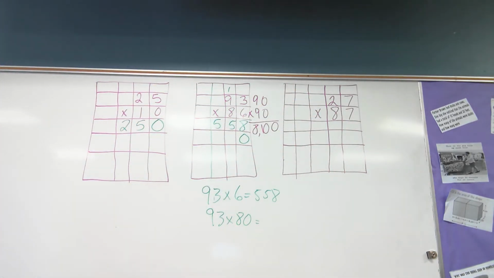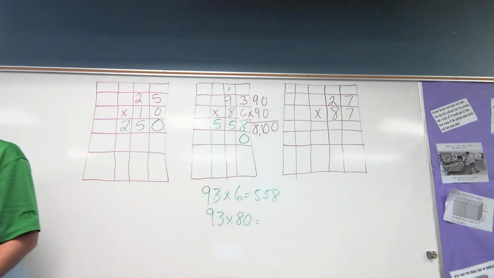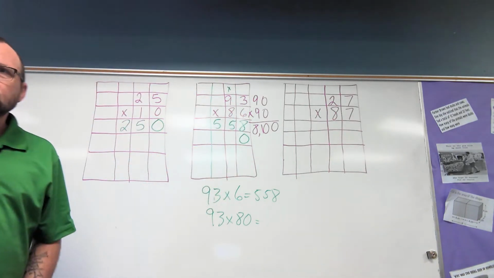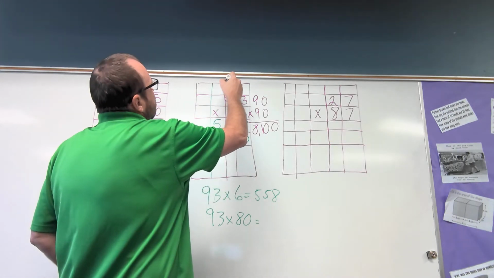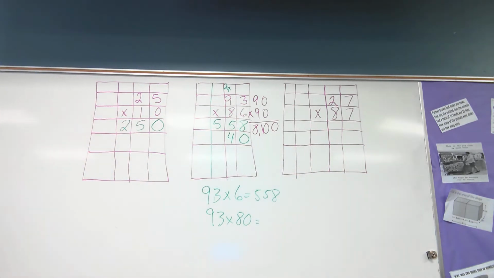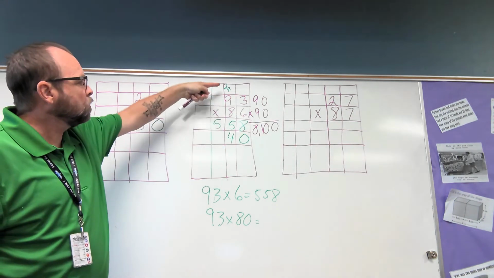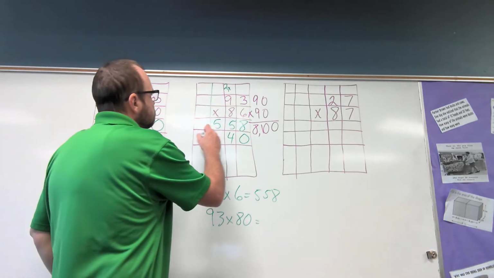All right, so now I'm multiplying. I have 8 tens times 3 ones. What's 8 times 3? 24. So I have 24 tens, which is the same as saying 4 tens and 2 hundreds. Now I need to know my 8 times 9, which is 72. So 72 plus 2 more is 74.